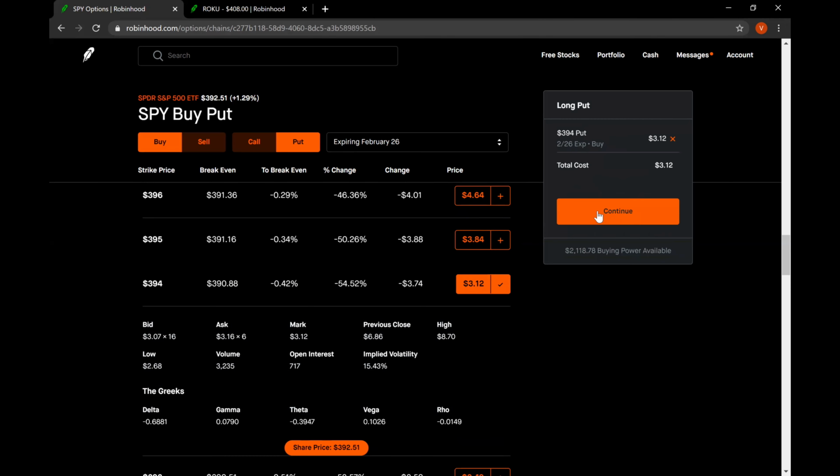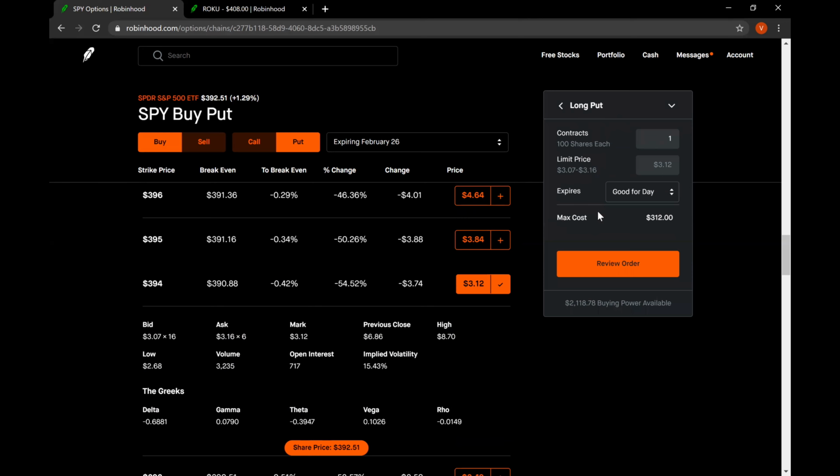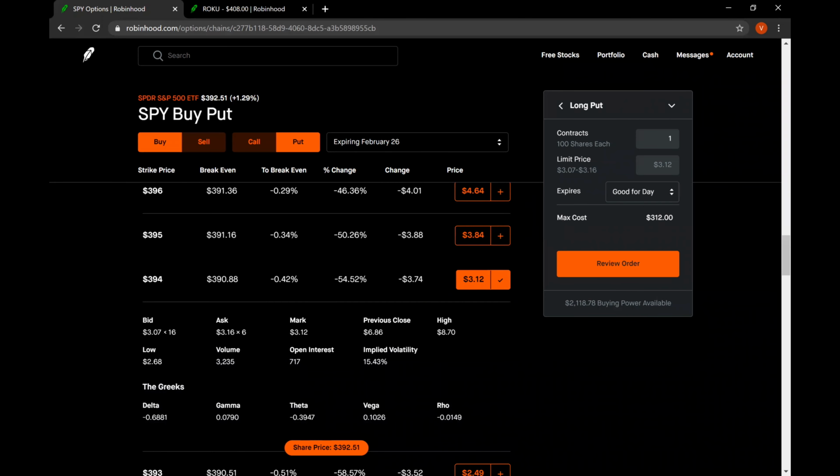So let's say you want to buy one contract for the expiration date of the 26th of February for the strike price of 394. And one contract is going to cost you $312, and $312 is the market price. So looking at the bid and ask, the bid represents the buyers. So, there's 16 buyers wanting to buy at $3.07, which is about $307. And then there is about 6 sellers who want to sell at a price of $316.